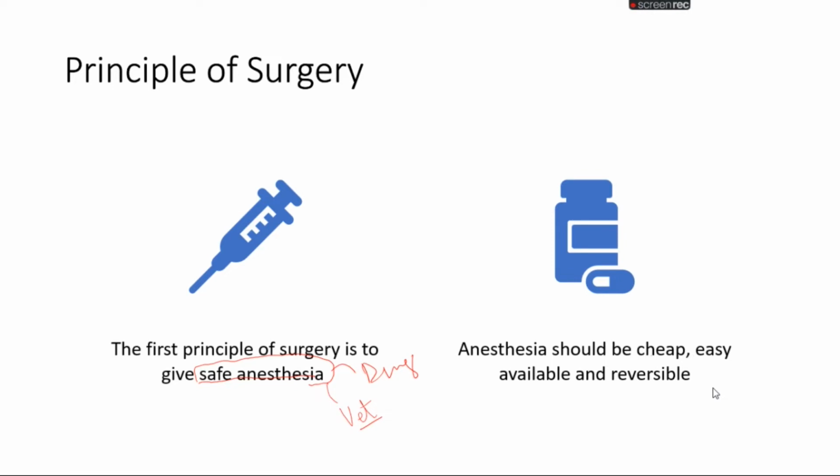Another thing is that the anesthesia should be cheaply and easily available. If you are living in a particular local area, and the doctor recommends an anesthetic which is not available in that local area, that should not be the case, right? The anesthesia should be easily available in your local area, and it should be reversible.